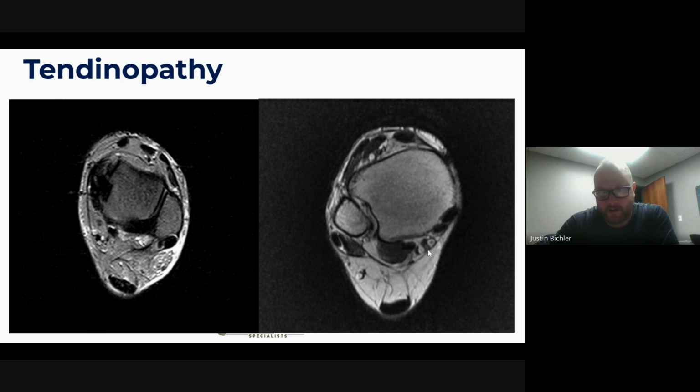Over here is the opposite ankle. Again, you have some thinning of this tendon here. You have some fluid within the tendon sheaths. It's probably a little bit more than a physiological amount.